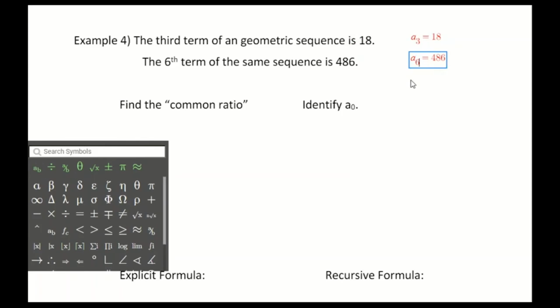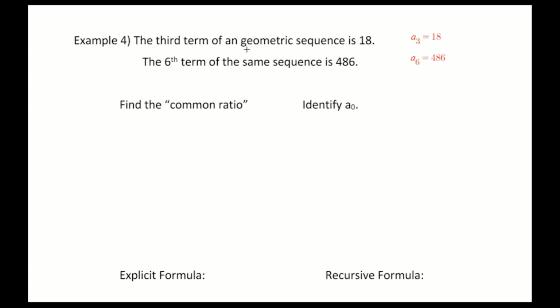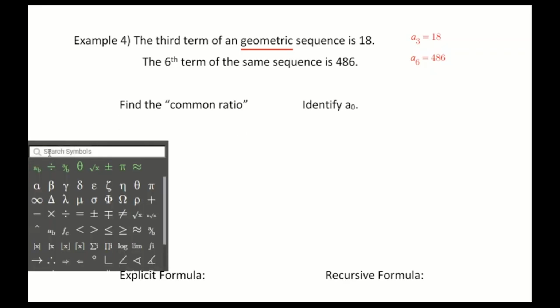Without that information, if all you have is two terms, not enough info to actually establish the sequence. You do need more than that. So, okay, we know it's geometric because it says it's geometric. So let's try to find the common ratio. Now this is a little trickier, but I'm going to try to talk you through it.